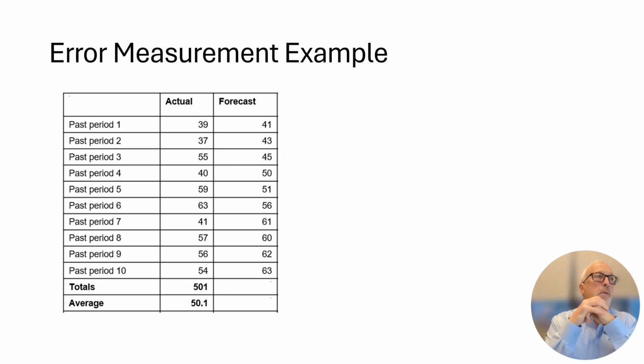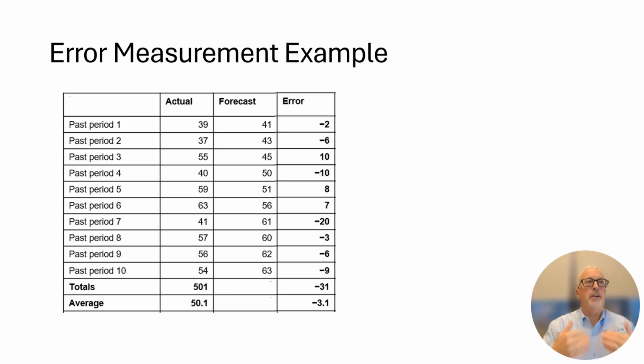The actual demand in period 1 was 39. The forecast was 41. So remember, the formula is actual minus forecast. 39 minus 41, that's -2. The period 2, so 2 periods back, 37 minus 43, that's -6. And then let's just go to period 3, 55 minus 45, that's +10. So we know our error, and I'll just fill these in. Here's our error, -2, -6, 10. Always calculate error the same way.